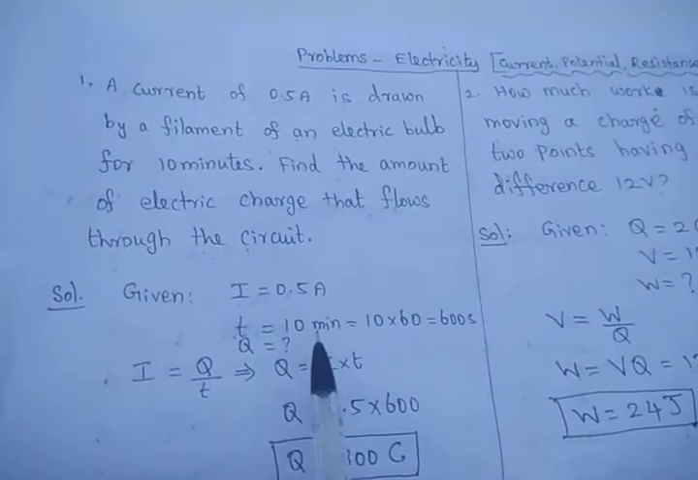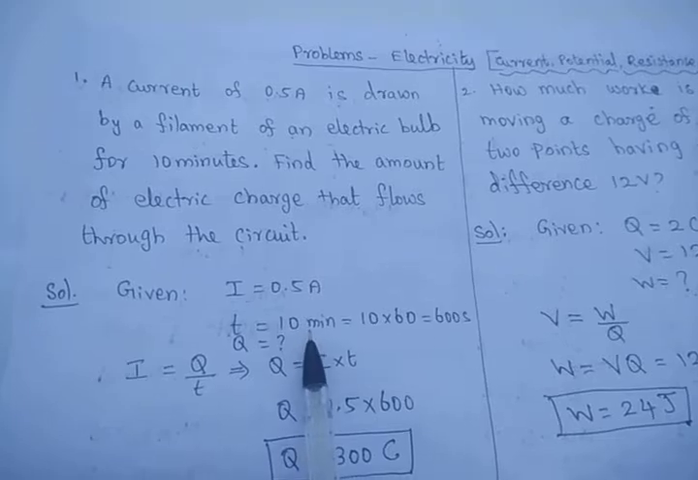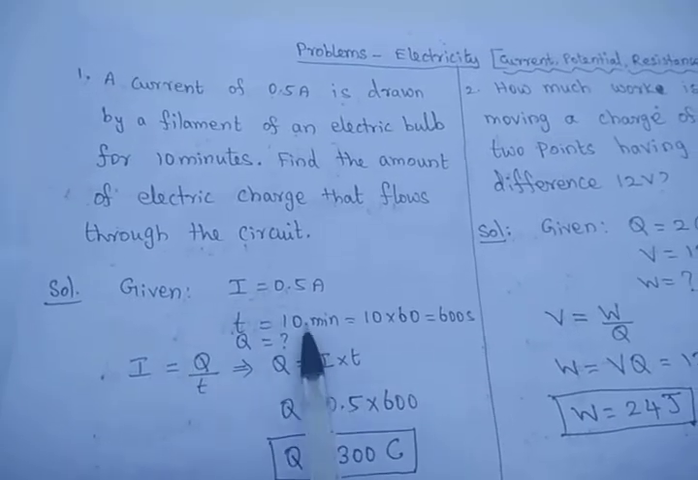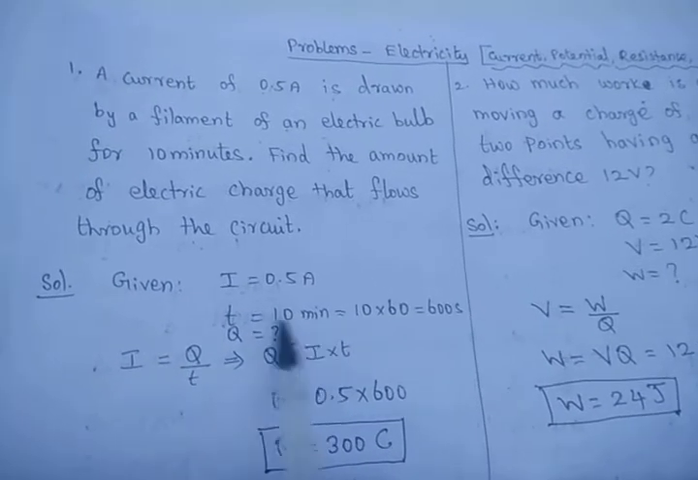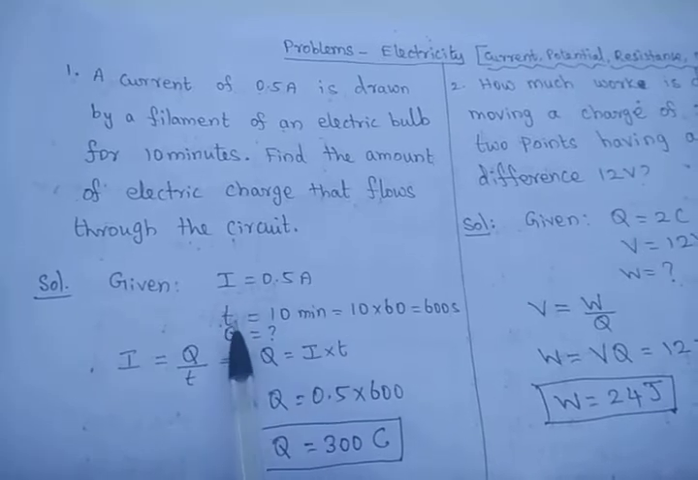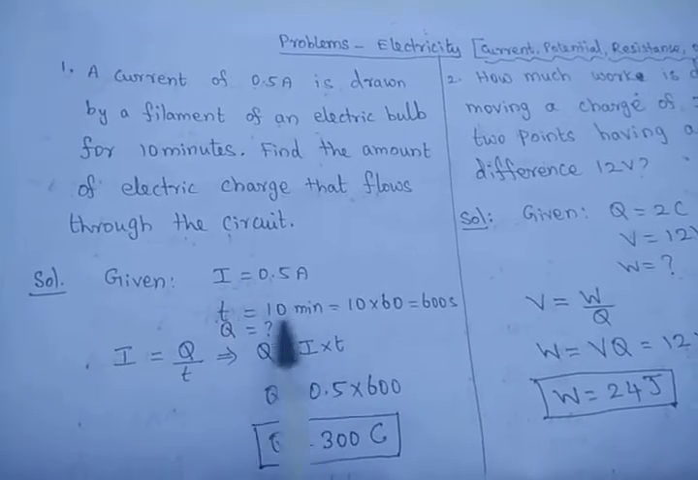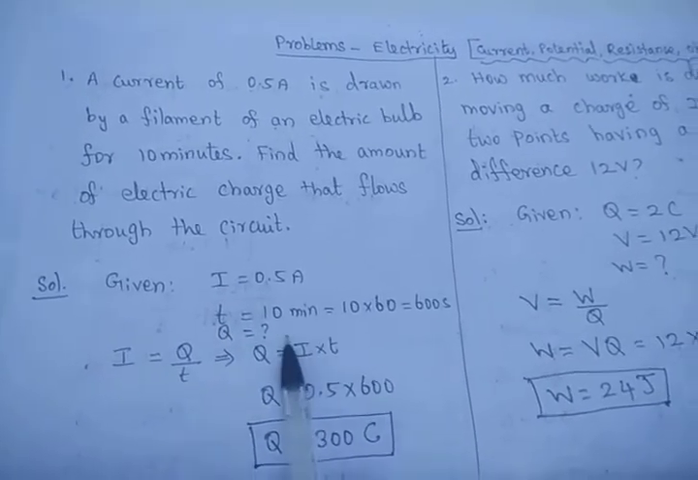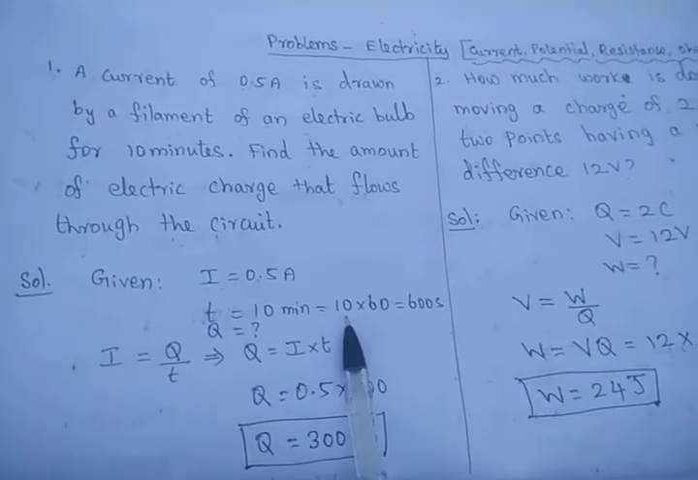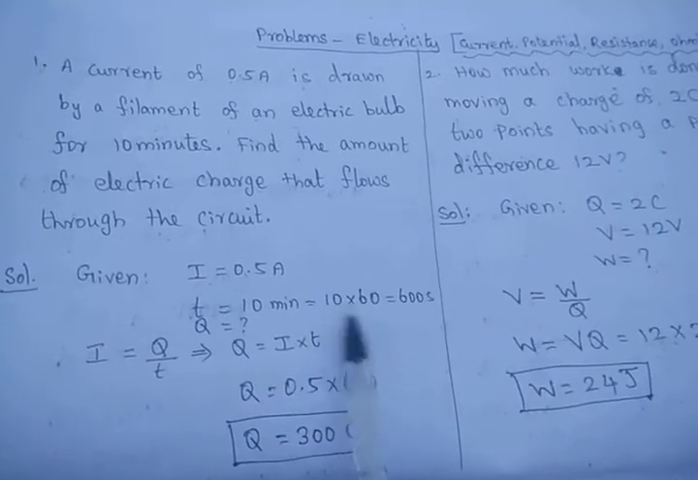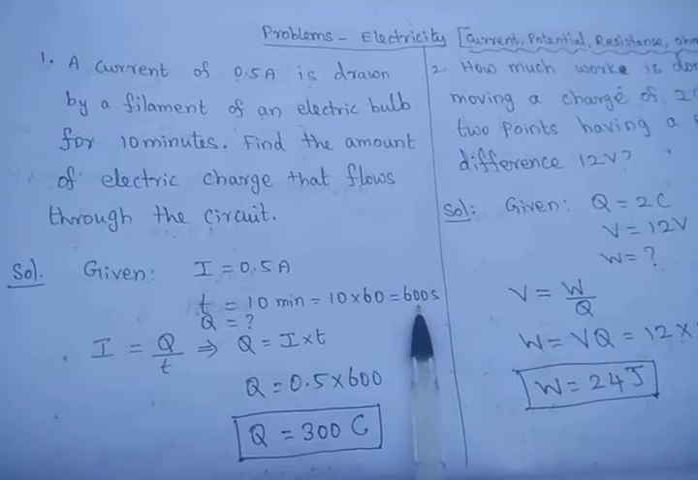Whenever physics problems are solved, you should write all the physical quantities only in SI units. The SI unit of current is ampere, the SI unit of time is seconds. So we have to convert this 10 minutes into seconds. 10 into 1 minute is 60 seconds, so 10 into 60 is 600 seconds.